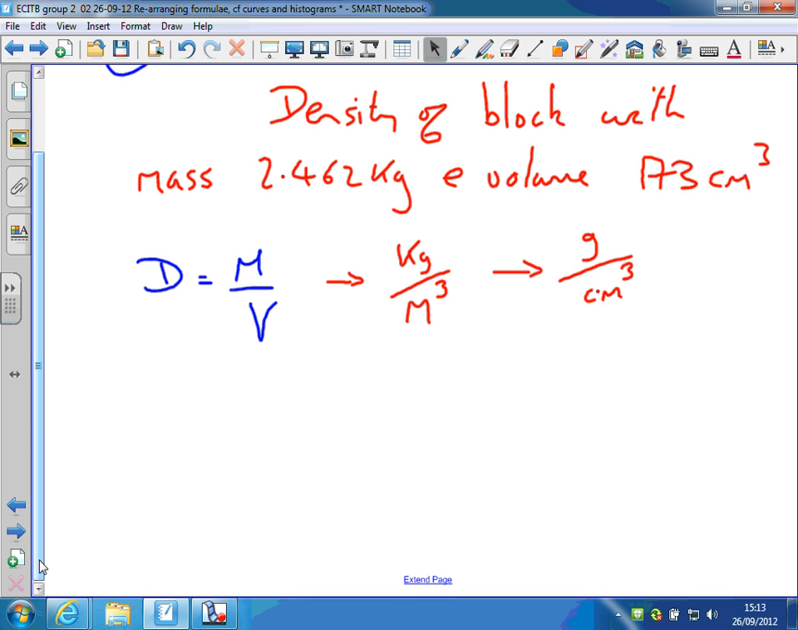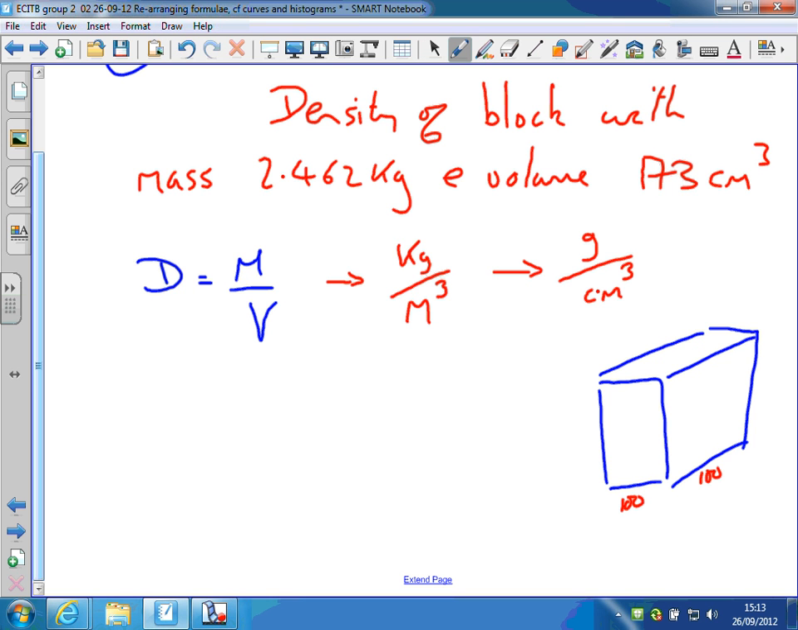There are not 100 cubic centimeters in a cubic meter. There's 100 centimeters in a meter, but not 100 cubic centimeters in a cubic meter. There's a cubic meter. So it's 100 by 100 by 100. So how many? A million, or 10 to the 6, which is a million. 6 zeros.